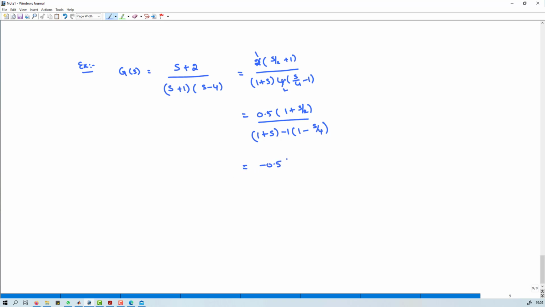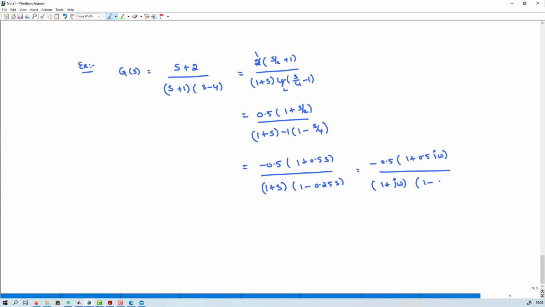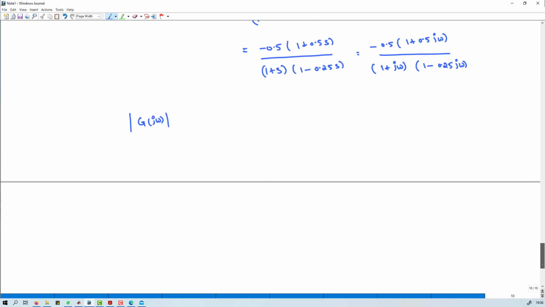That is equal to minus 0.5 into (1 plus 0.5 s) by (1 plus s) into (1 minus 0.25 s). That is equal to minus 0.5 into (1 plus 0.5 j omega) by (1 plus j omega) into (1 minus 0.25 j omega). Now we will take both the magnitude and phase by using the same value. It's very simple. So G of j omega is equal to, that minus will go out.